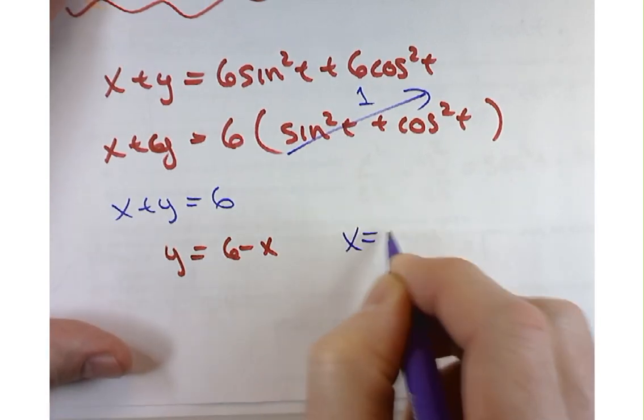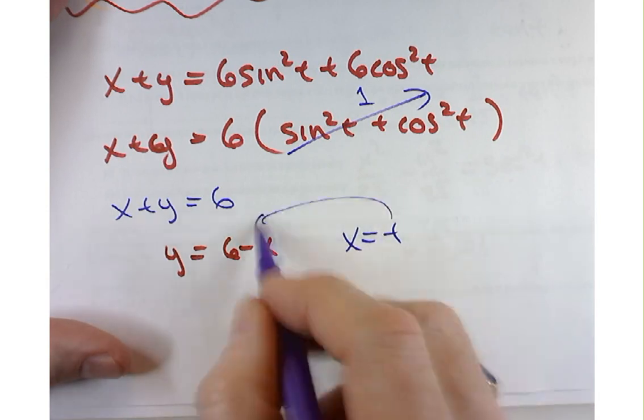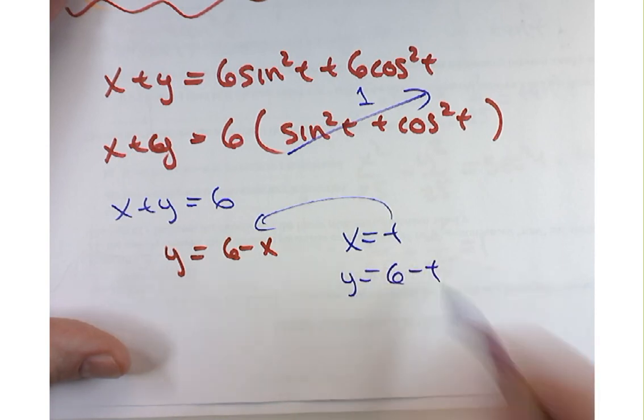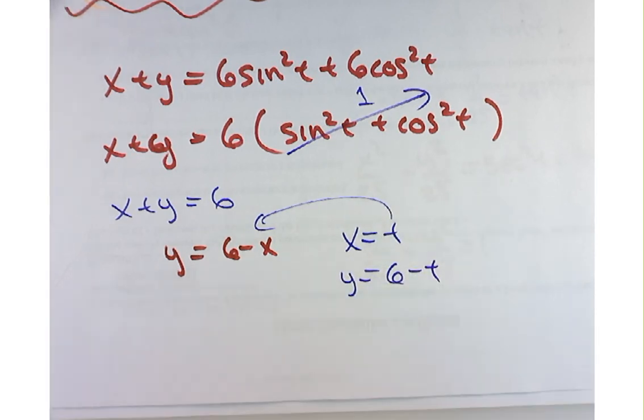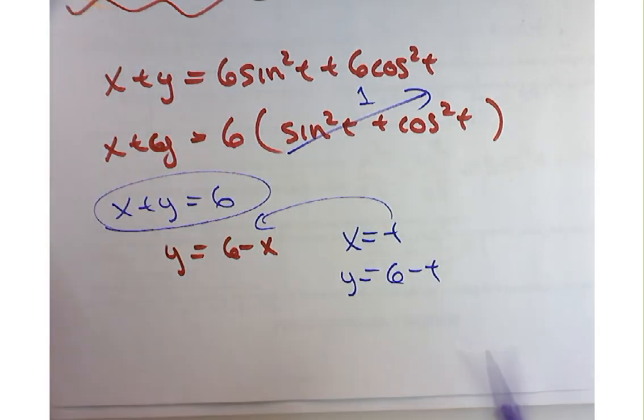Let's let x equal t, and then if x equals t, then I can say, oh, well, y equals 6 minus t. And that's a parameterization of this right here. It's kind of like a cheap way to get a parametric form of that equation.